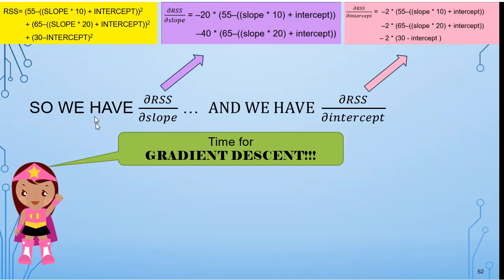Okay, so when we finished off class on Thursday, we had the equation for our residual sum of squares for those three data points, and we had also computed the partial derivative of that residual sum of squares with respect to our slope and also with respect to our intercept. So let's talk about doing gradient descent.